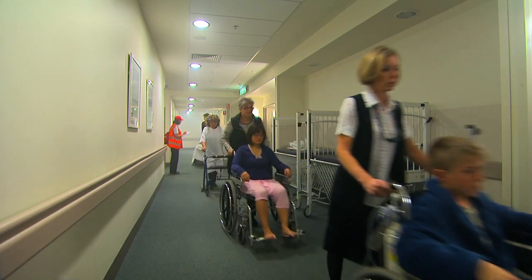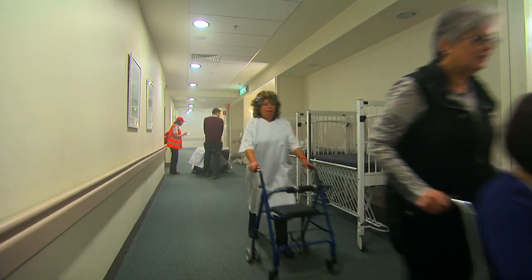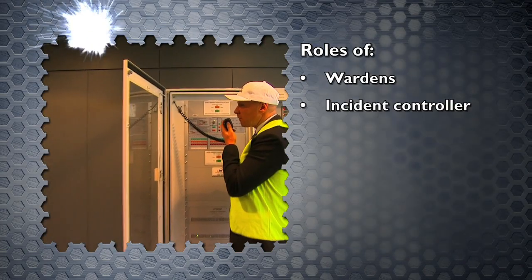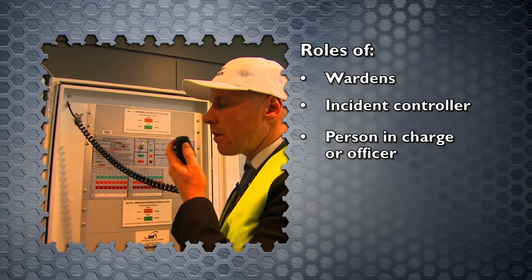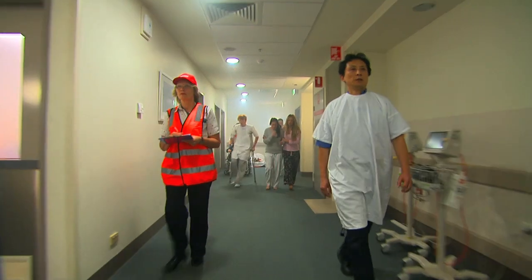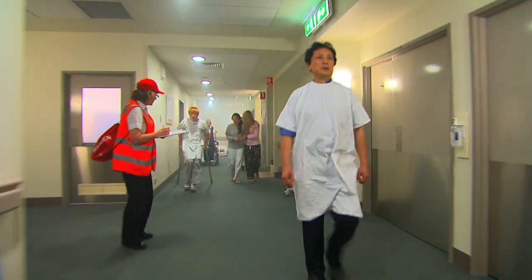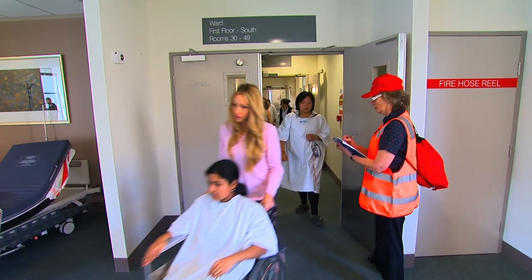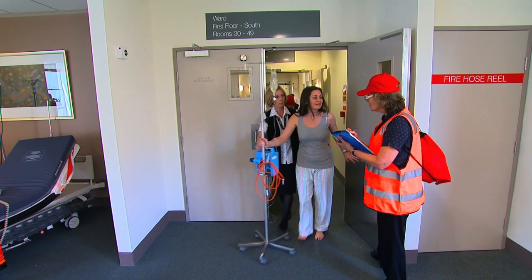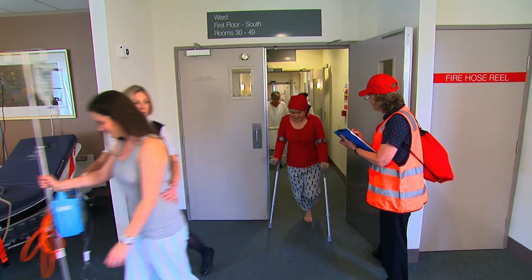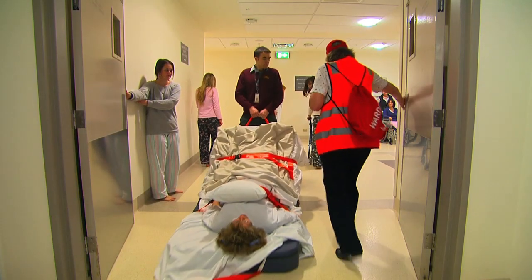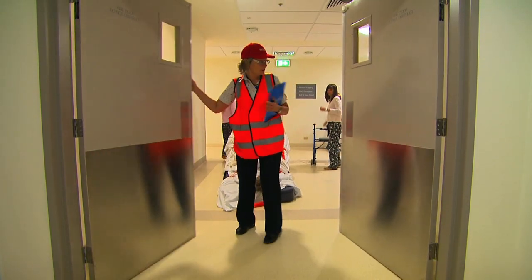The evacuation plan for your workplace will also detail the various responsibilities assigned to roles like wardens, the incident controller, person in charge or officer, firefighting teams, and first aiders. Wardens are generally staff members who have been given specific training in coordinating the evacuation of certain work areas. Their names and/or photos may be posted on a notice board in your area. They are usually identified in an emergency by the colour of their helmet, an identification card, or even an armband.